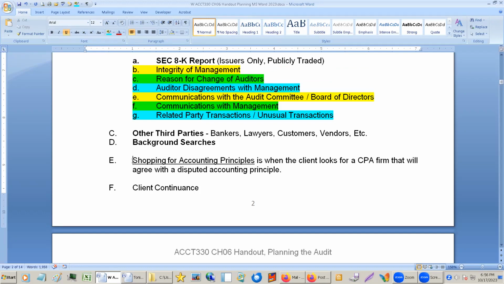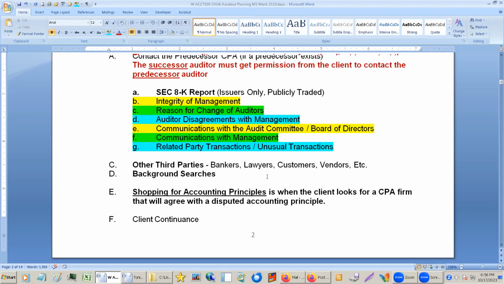Shopping for accounting principles is when the client tries to find a firm that will agree with a disputed accounting principle. So this is when they start pounding on tables with the auditors. You can't do this. Yeah, I can do this. You know what? You're not the only auditors. I'm going to find another audit firm who's smart enough to know that this is the way you should be doing it.